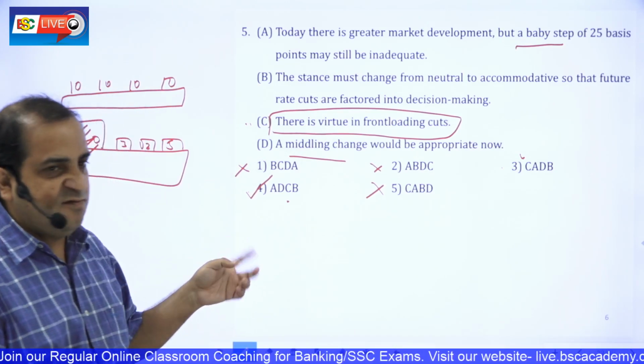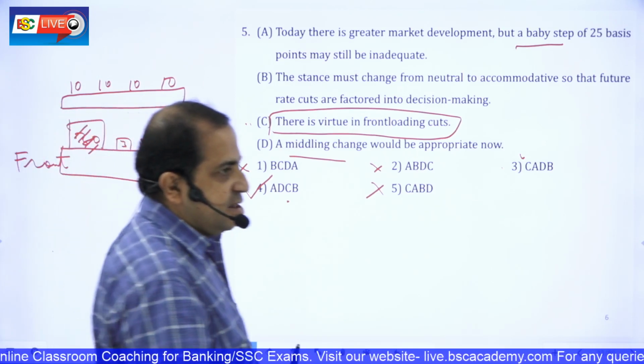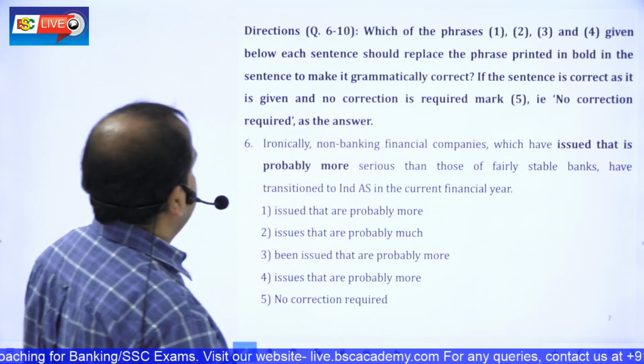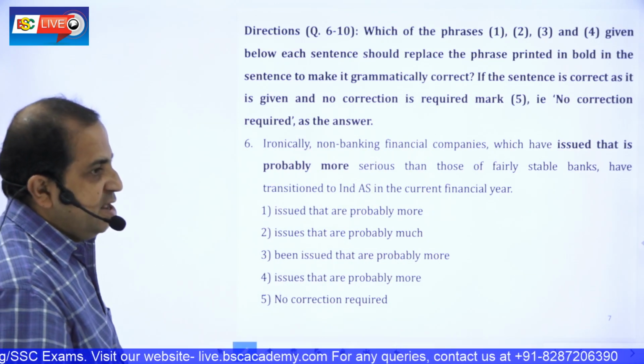So 5 ka 4. With that, this section comes to end. We'll move on to the next section. Directions, question number 6 to 14.